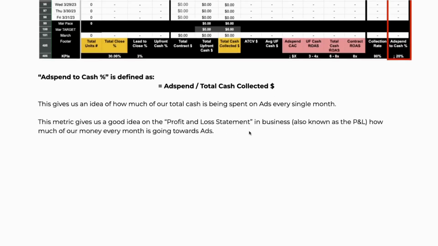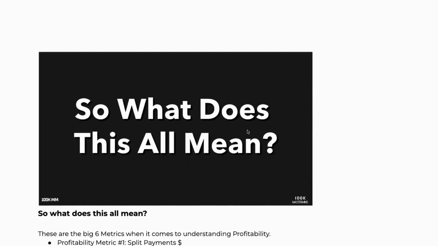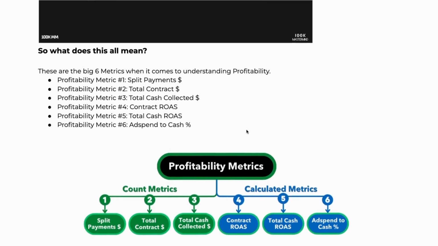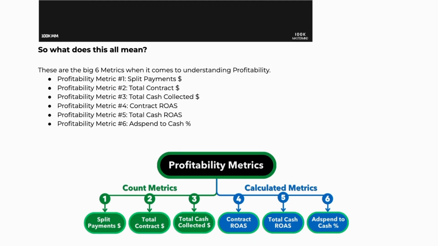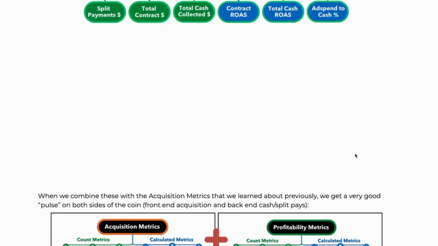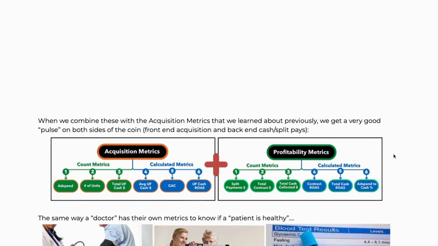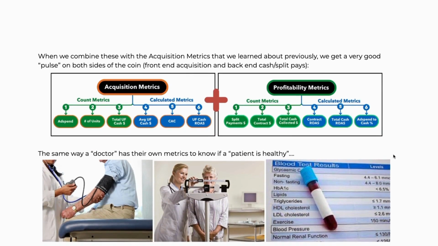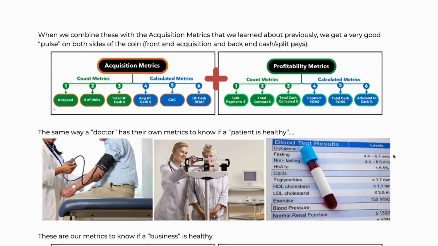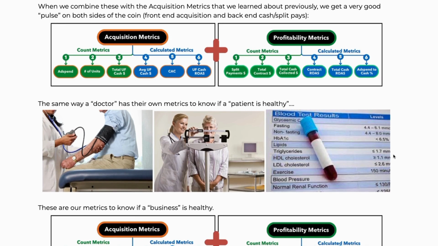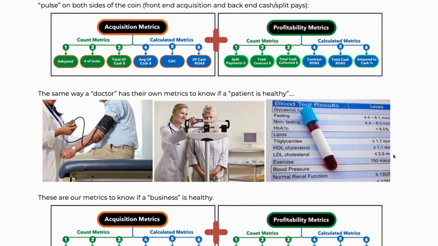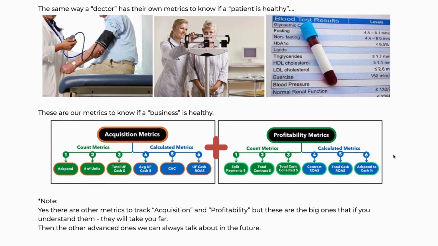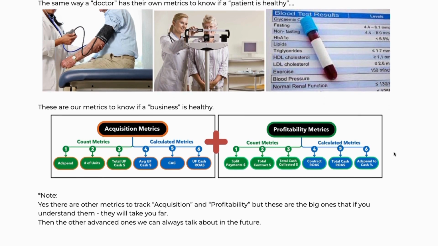Okay, so what does all of this mean when put together? Well, these are the 6 big metrics when it comes to understanding ads and lead gen profitability, okay? We've talked about putting all of them together in terms of what it looks like. And then specifically when we start to combine them with the acquisition metrics that we previously learned, we get a very good idea and a very good pulse on both sides of the coin, both front-end acquisition as well as back-end cash and split payments. So the same way that a doctor has their own metrics in order to keep the patient healthy, these are the metrics to know if our business is healthy, specifically around acquisition and lead generation, as well as the back-end cash and what that looks like.